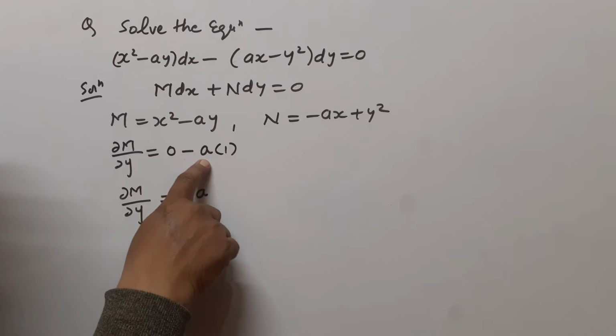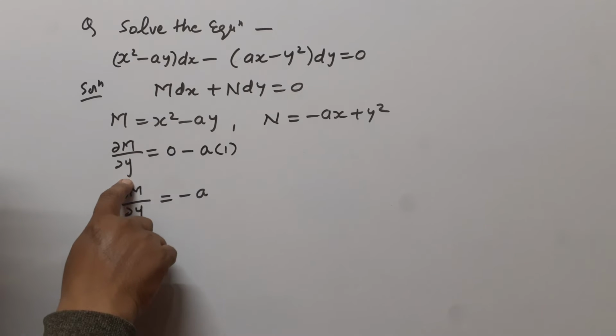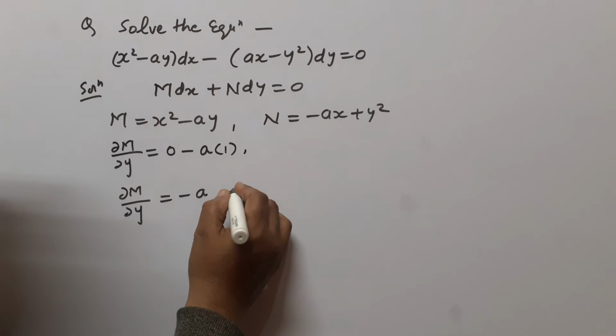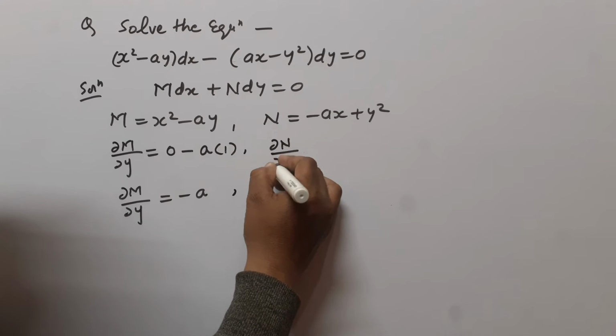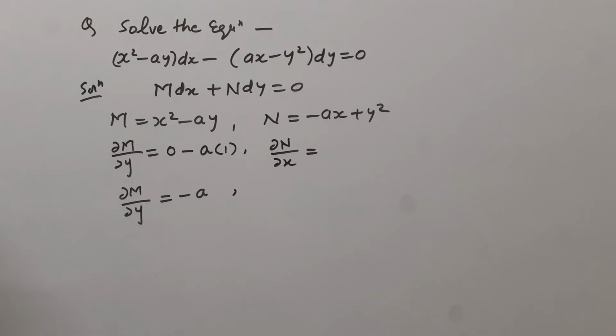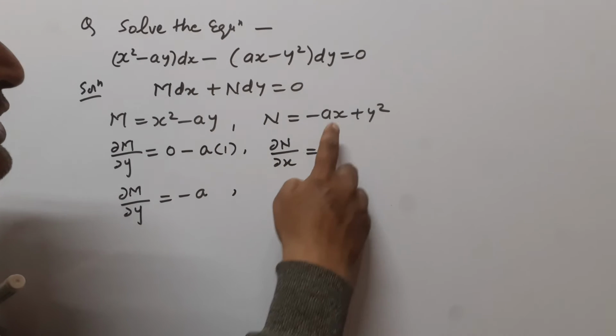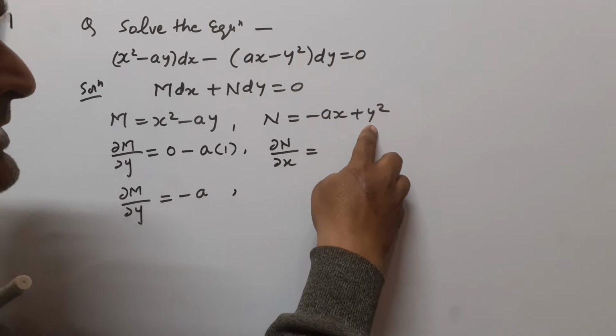Here a is constant and differentiation of y with respect to y is 1. So del m by del y is equal to minus a. Now we differentiate n with respect to x partially. When we differentiate n with respect to x partially, y is constant here.